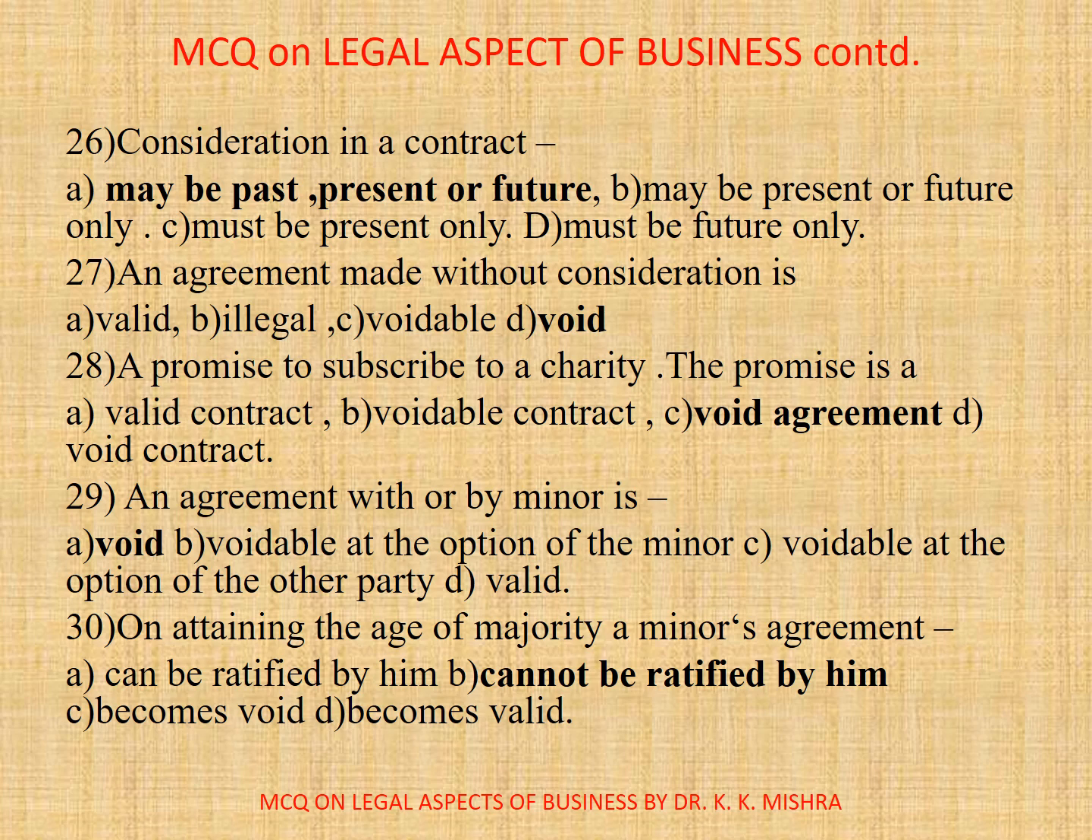Question number 30. On attaining the age of majority, a minor's agreement, options are A, can be ratified by him. B, cannot be ratified by him. C, becomes void. D, becomes valid. Correct option is B, cannot be ratified by him.